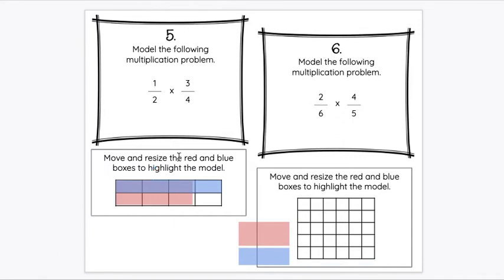Now, it doesn't actually ask you to give the answer. It just asks you to model it. But if you wanted to figure out the answer, count the overlap. See how here it's overlapped and it gives you this purple shade? Count how many boxes there are. 1, 2, 3. Out of how many total? There are 8. So we get 3/8.